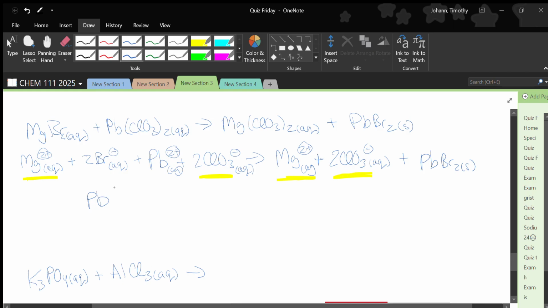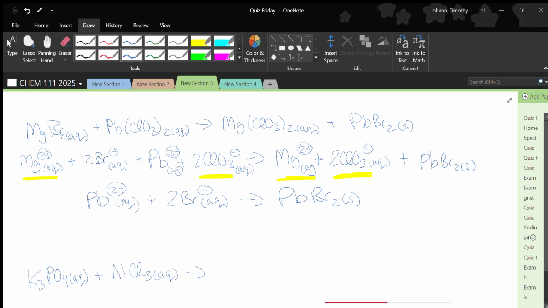And so that's going to be lead 2 plus, aqueous, plus 2 Br minus. And I'm just writing what's left at this point for my net ionic equation. And that's going to make lead bromide, solid, like that. That's my net ionic equation. Okay?